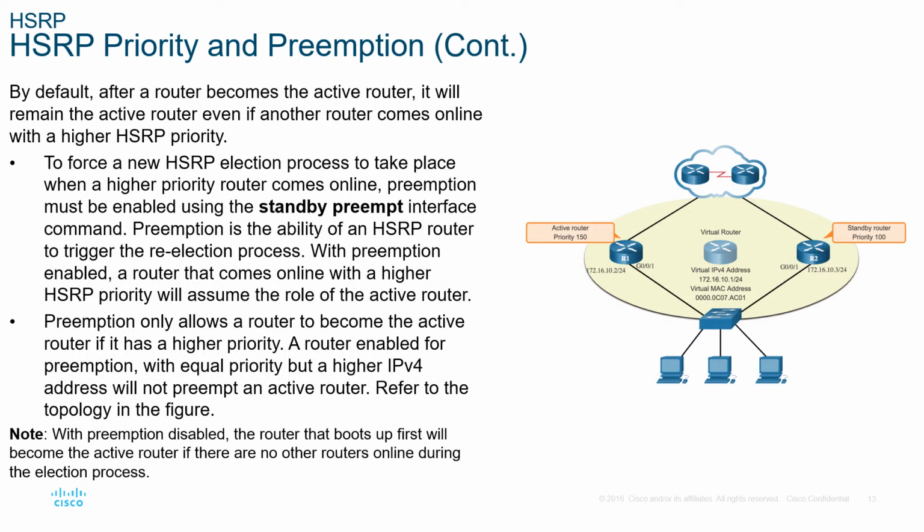By default, after a router becomes the active router, it will remain the active router even if another router comes online. To force a new HSRP election process to take place when a higher priority router comes online, preemption must be enabled using this command, standby preempt. Preemption is the ability of the HSRP to trigger the re-election process. And preemption only allows a router to become the active router if it has a higher priority.